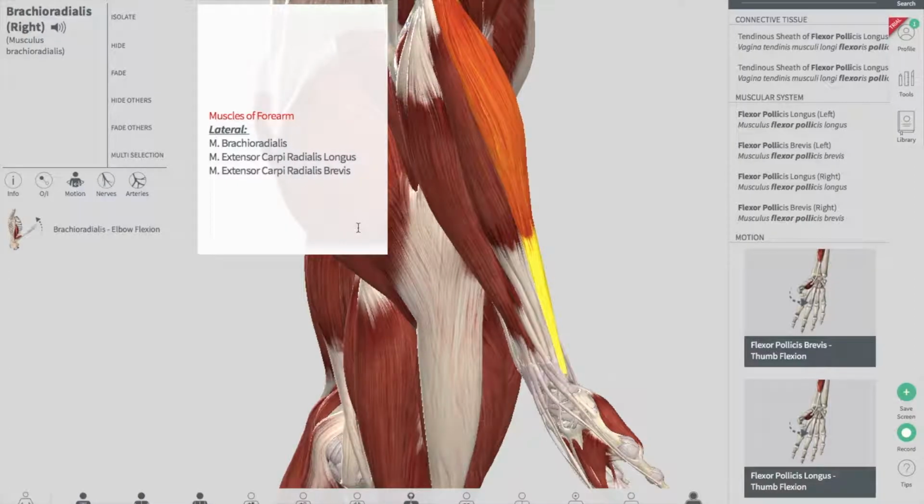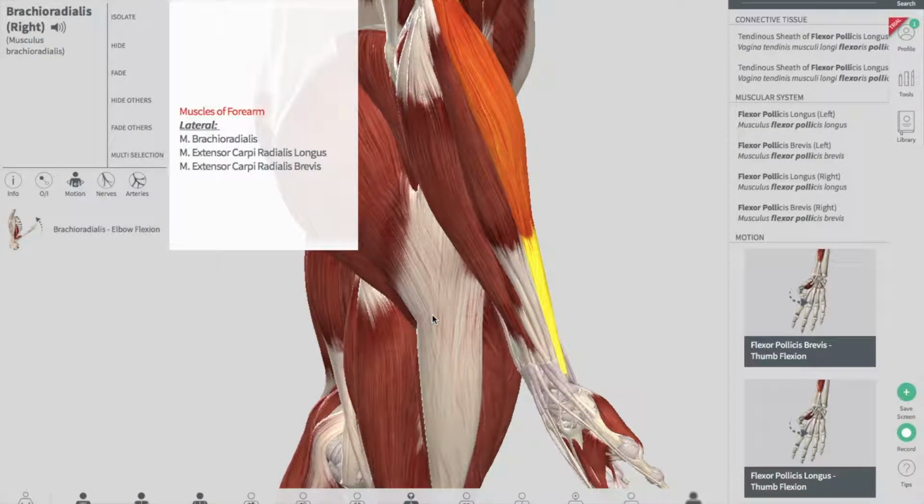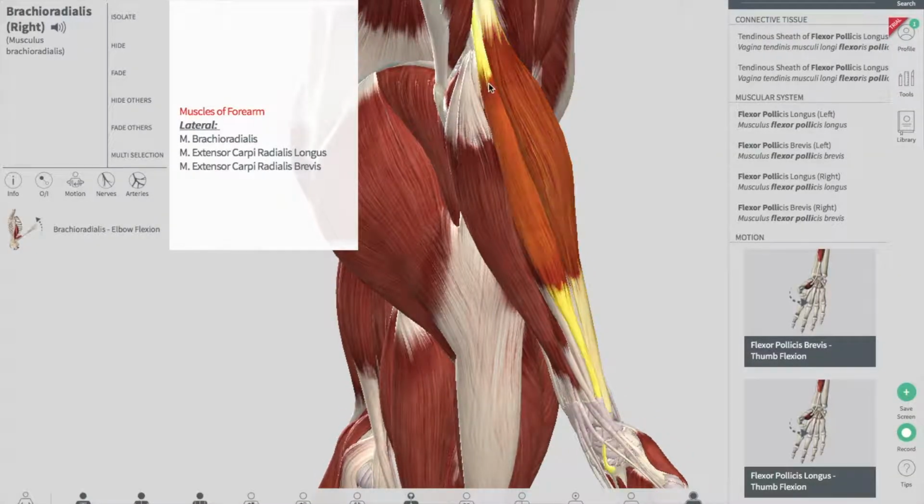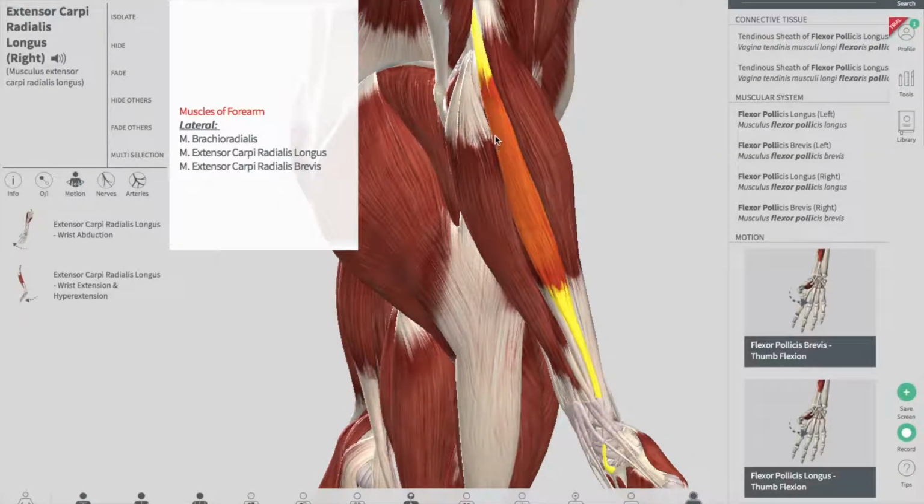So the next muscle in our group is going to be the extensor carpi radialis longus and brevis. Here you see the extensor carpi radialis longus.